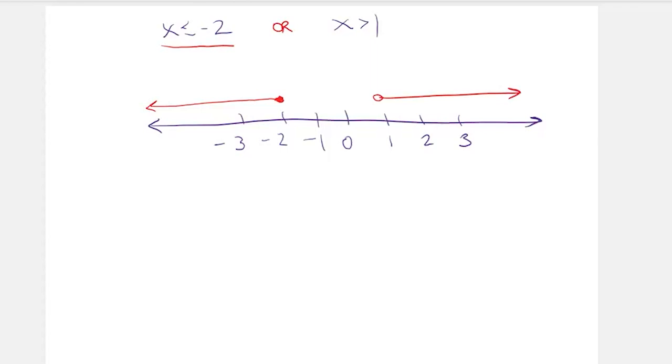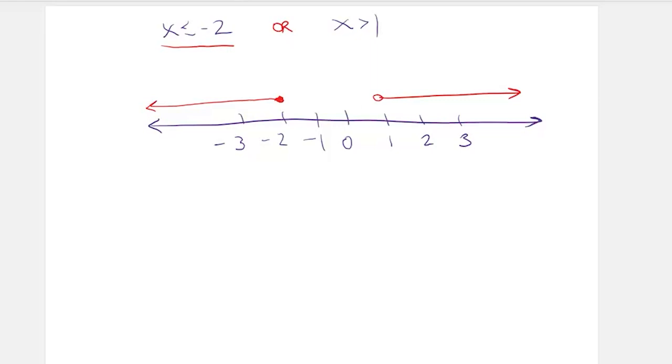The intersection would be no solution because they never overlap, right? There's no numbers that are in common to both x is less than or equal to -2 or x is greater than 1. There's nothing in common. So the intersection here, or if I had an and, it would be no solution. Hopefully that makes sense. But there is a solution here because or means I include every value in one inequality or the other inequality.